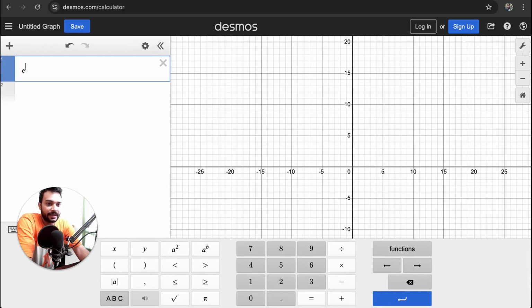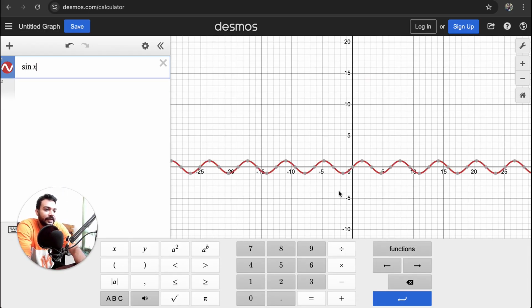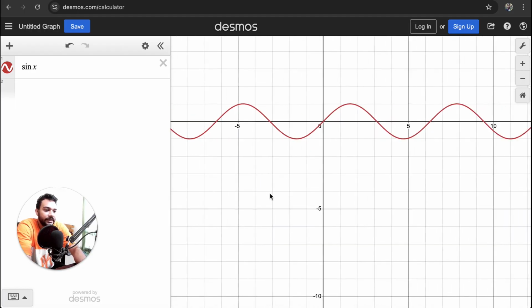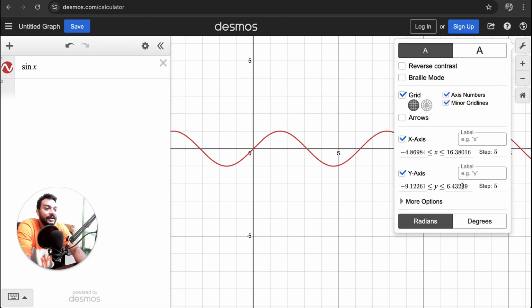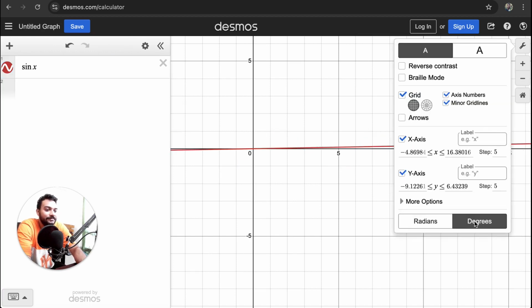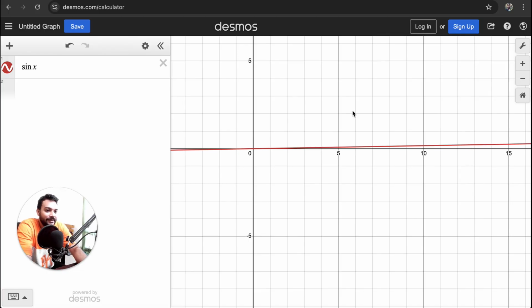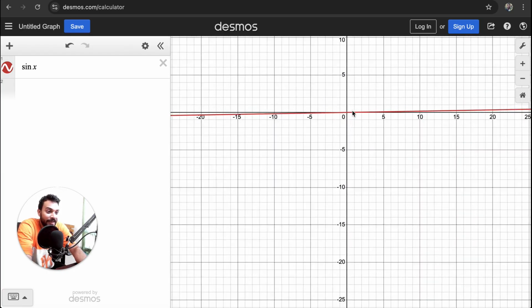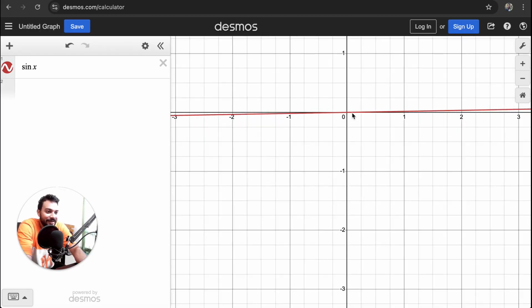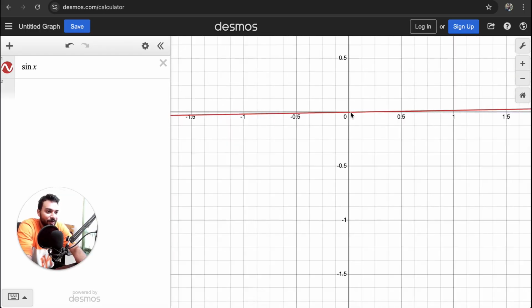Let's say we take y is equal to sine x. Right now the x values are written in radians: 0, pi, 2 pi, 3 pi by 2, 5 pi by 2. This is because radians is highlighted. The moment I switch to degrees, I need to zoom in further. Why? Because in degrees the values would be a lot different.